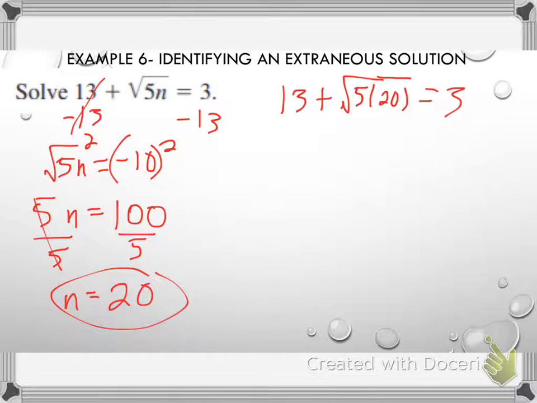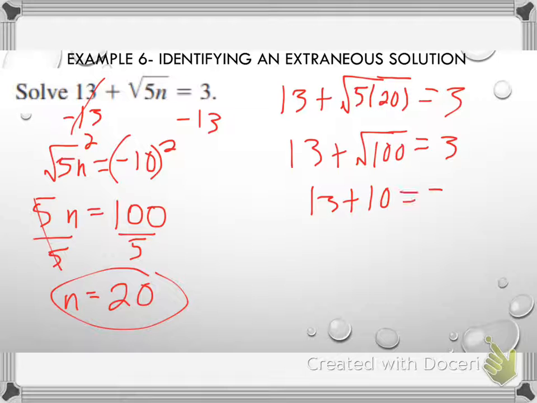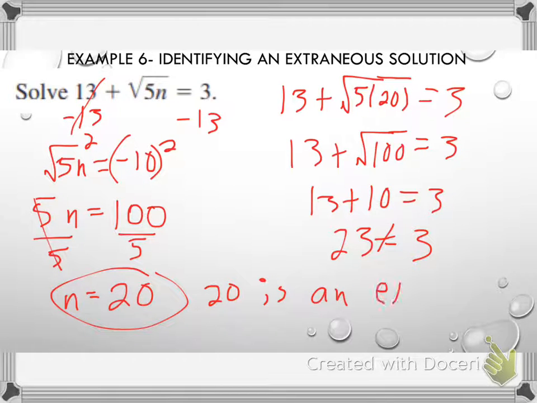What is 5 times 20? 100. What's the square root of 100? And what is 13 plus 10? Does 23 equal 3? No. It does not. So what can we say about 20? 20 is an extraneous solution.